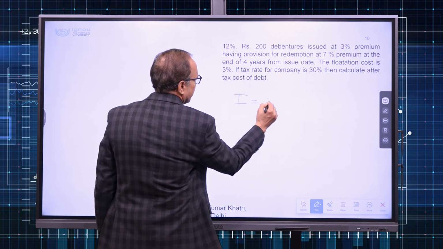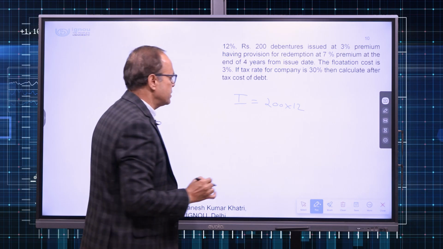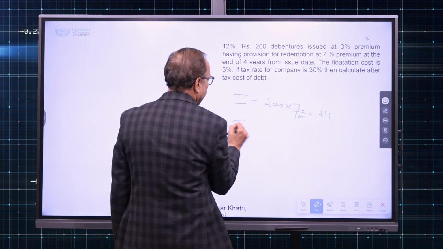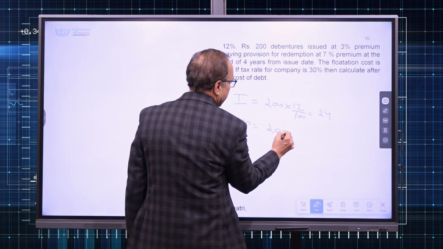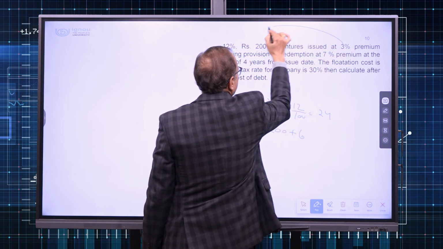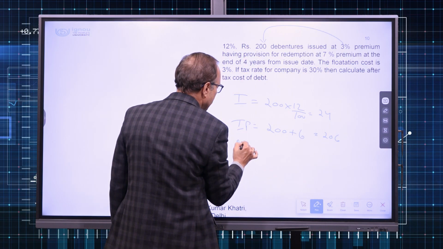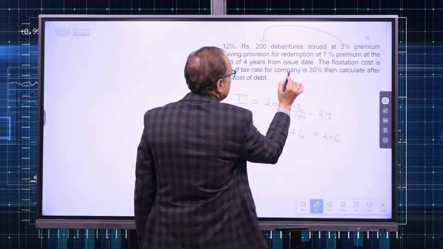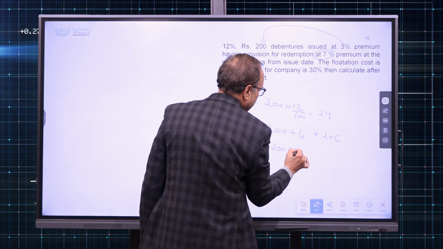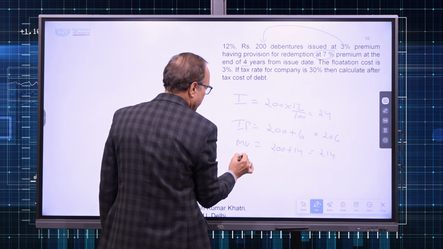Interest payment will be 12% of the par value. So just pay attention, par value is 200 in this case. So 12% of this is 24. Issue price: 200 is the par value and 3% premium. So 3% of 200 will be calculated, 206. Then maturity value: 7% premium on 200. So 200 is par value, 7% of that, 214. And then N is 4 years.